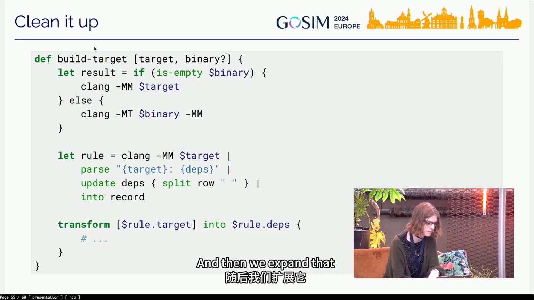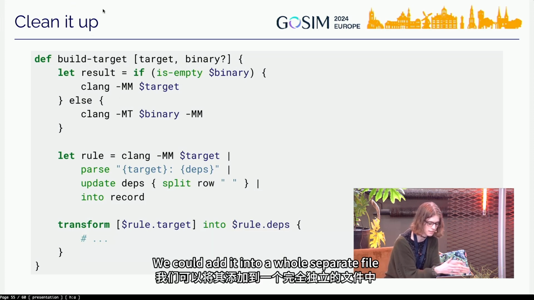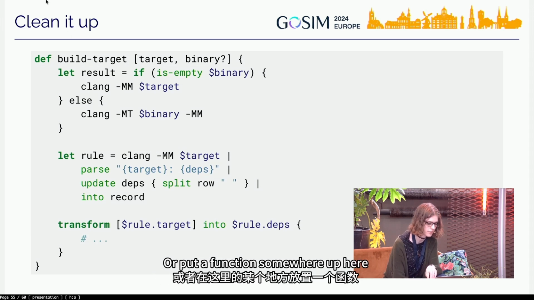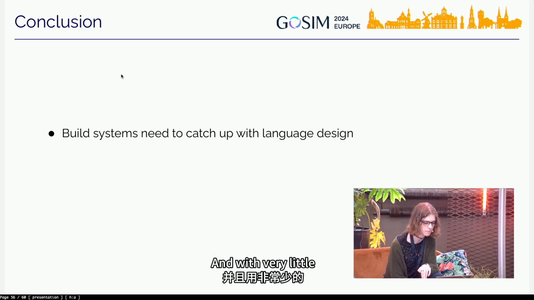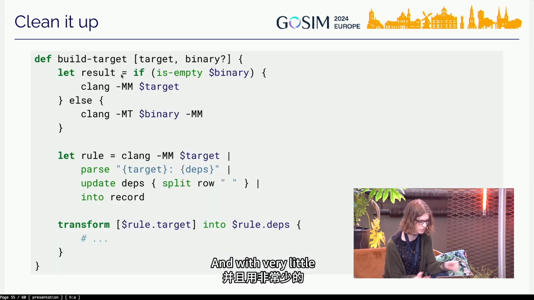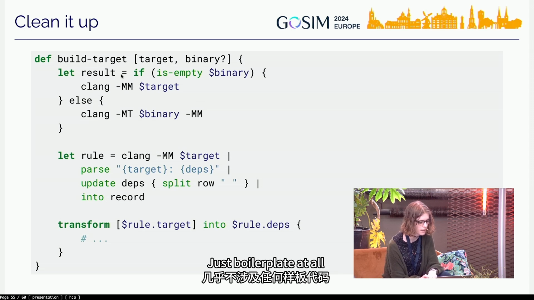And then we could expand that. We could add it into a whole separate file, or put a function somewhere up here. And then we could start essentially emulating make really quickly, and with very little boilerplate at all.